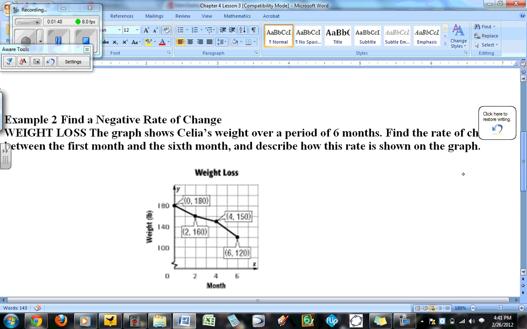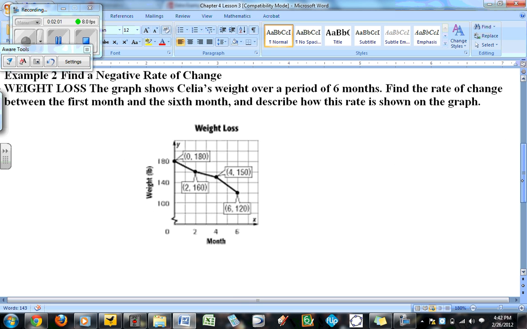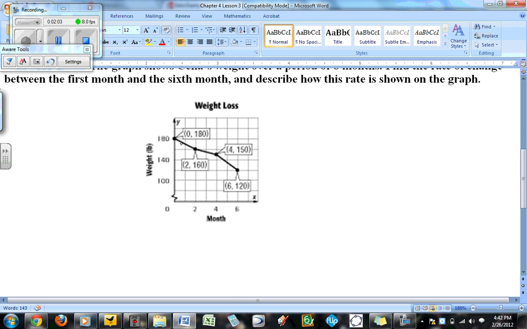Example 2 says weight loss. The graph shows Celia's weight over a period of 6 months. Find the rate of change between the first month and the 6th month and describe how this rate is shown on the graph. So here's the graph.